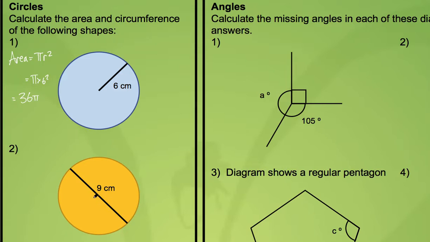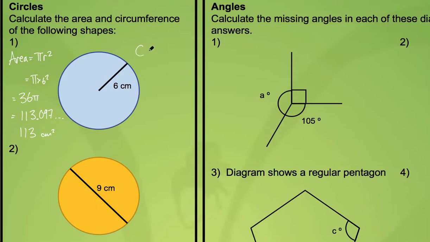But on a calculator, 36 times by 3.142 gives me 113.097, etc. Normally round that to 3 significant figures, which is 113 centimeters squared.